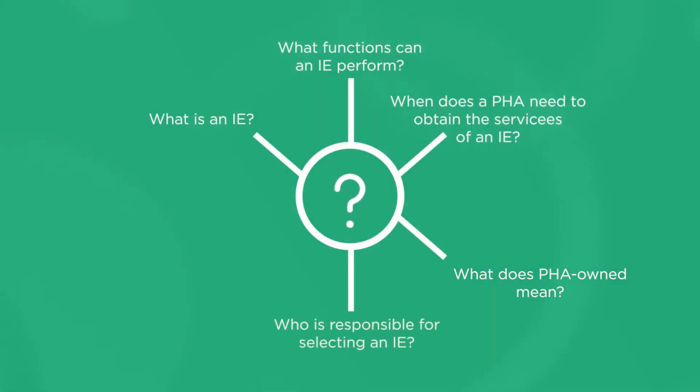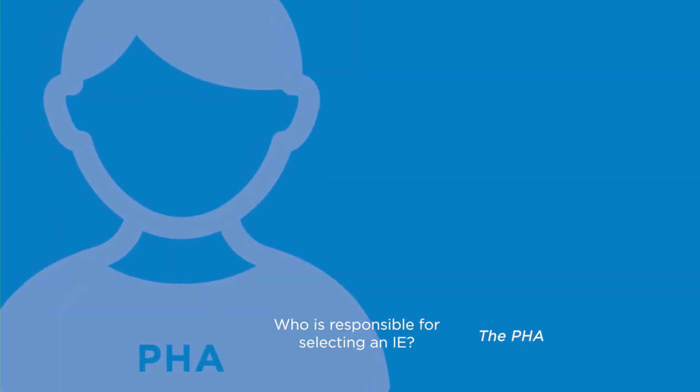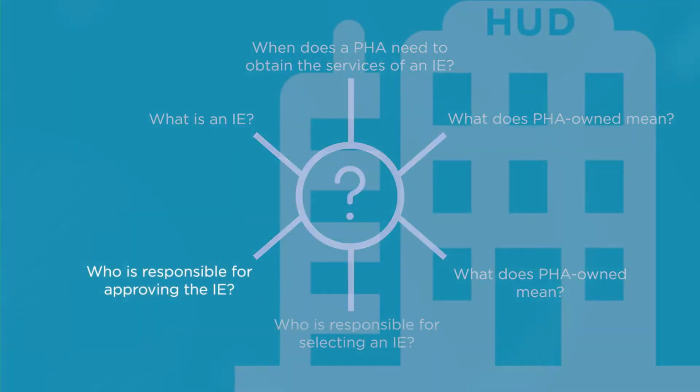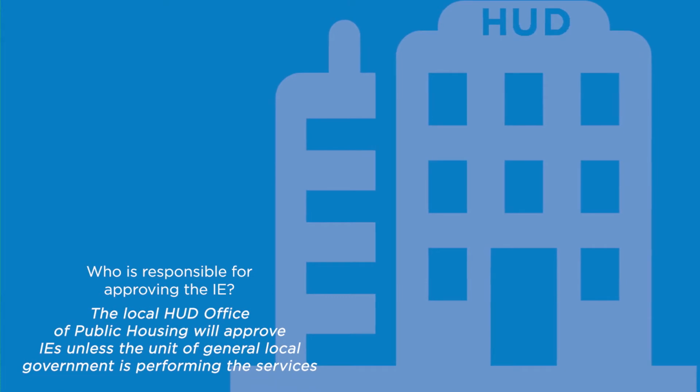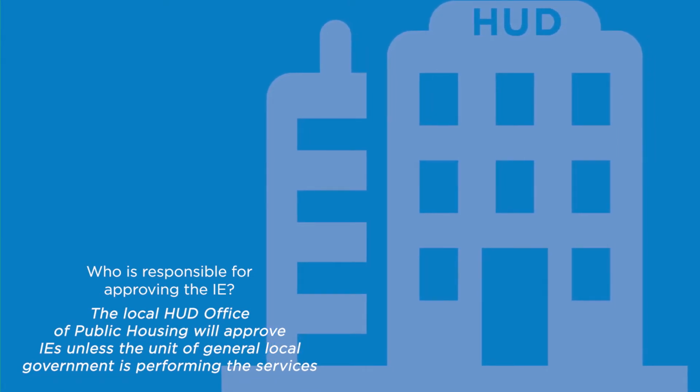Who is responsible for selecting an IE? The PHA is responsible for selecting the IE. Who is responsible for approving the IE? The local HUD field office of public housing will approve IEs unless the unit of general local government is performing the services.